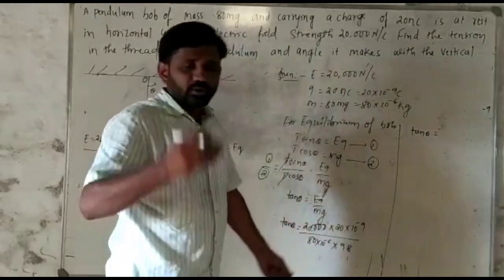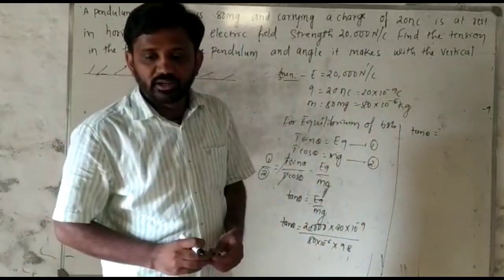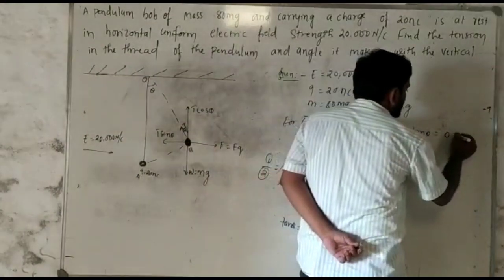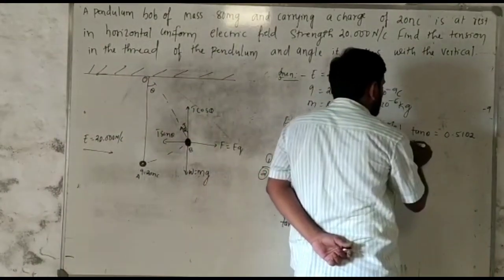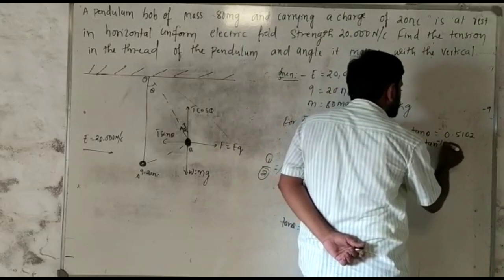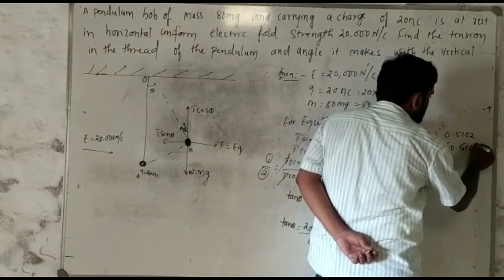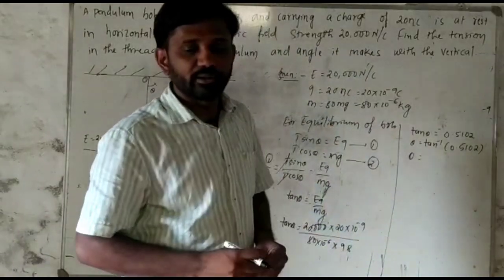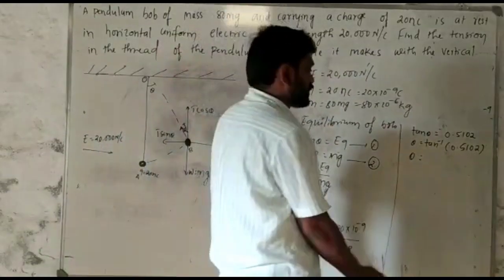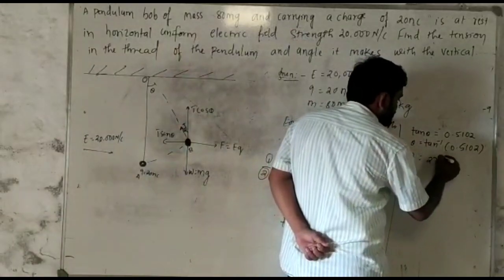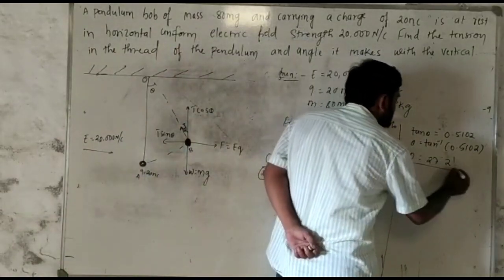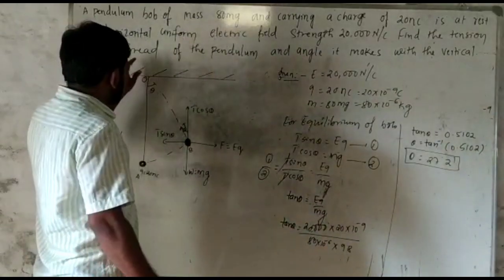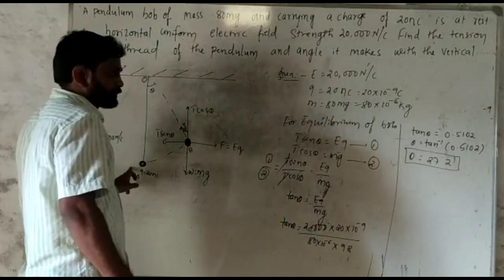Simplify this one, we get the answer 0.5102, or theta is equal to tan inverse of 0.5102. Then theta is equal to 27 degree 2 minute. This is the angle the pendulum makes with the vertical.